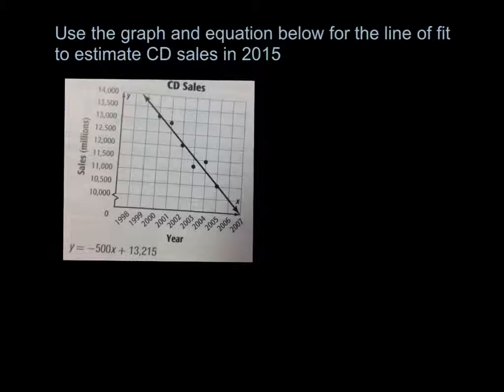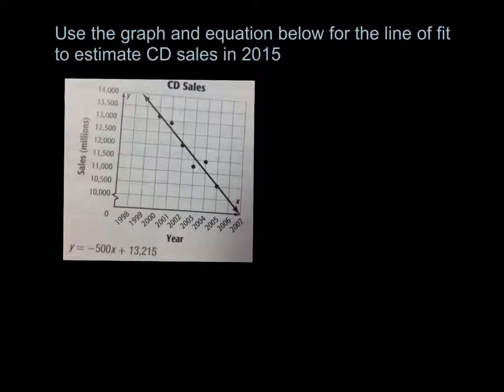Well, the graph gives us to 2007. So that means that we would be looking for linear extrapolation because you're looking for extra information that's outside of the range. The equation there is y equals negative 500x plus 13,215. So they're using x to represent the number of years.